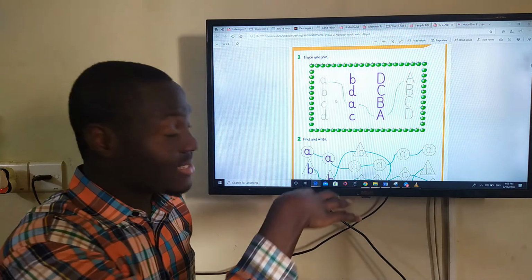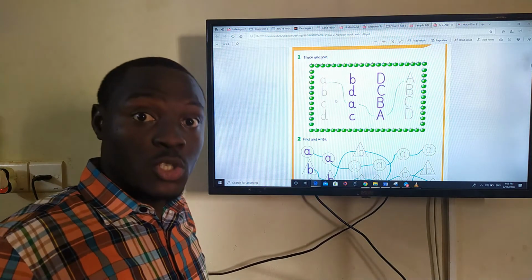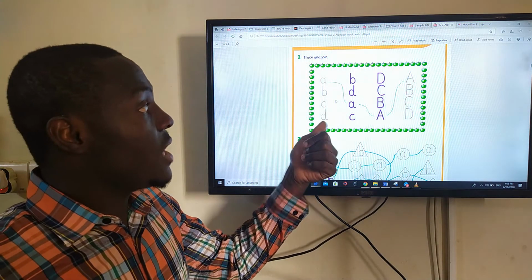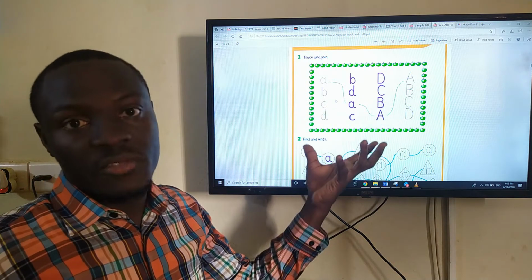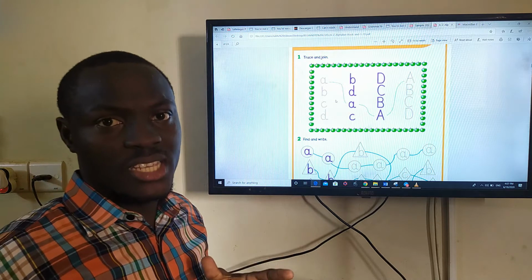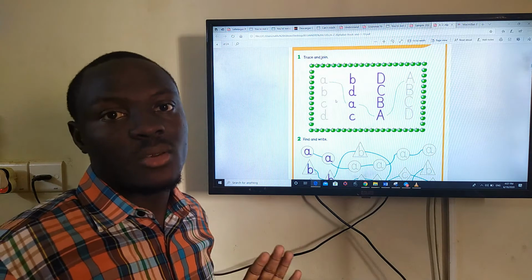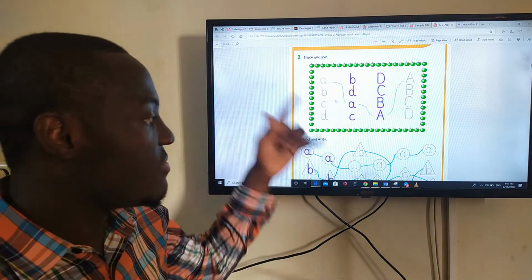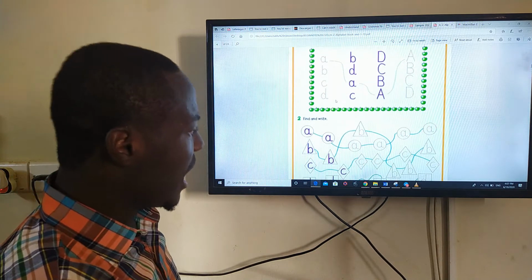But the second part, it says find and write. So we assume you now know how to write it, which means you have gotten used to the writing of these letters. So in the find and write, what you are going to do here is just put down the letters without even thinking. So that is what we mean by find and write. And how do we find the letters here?